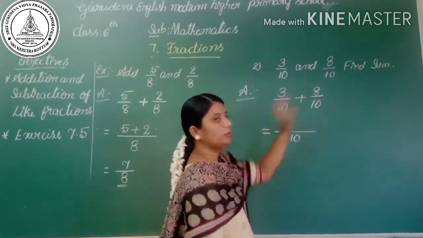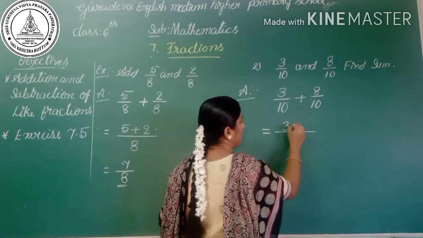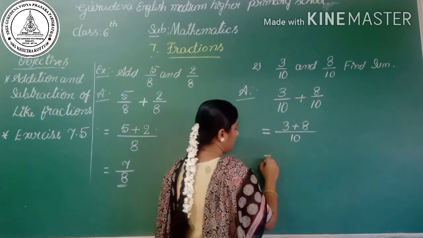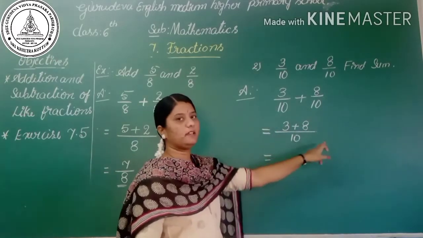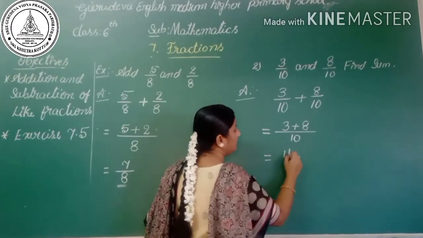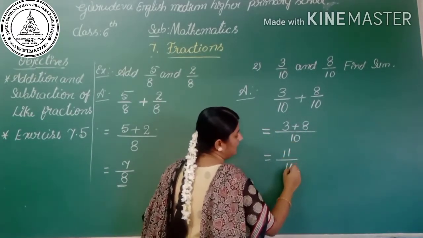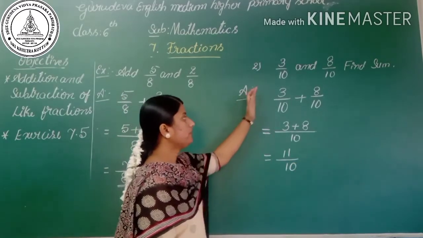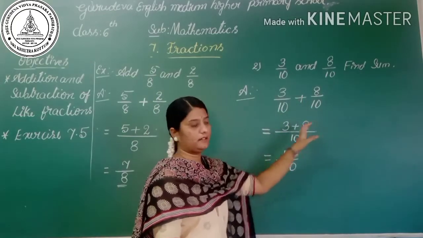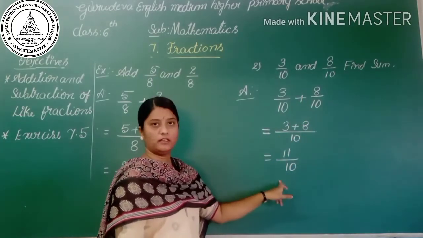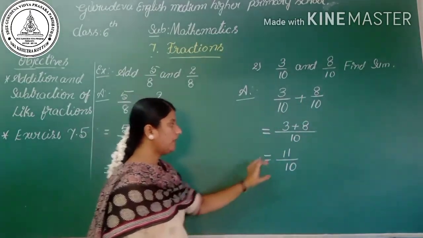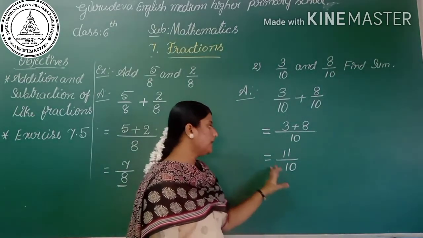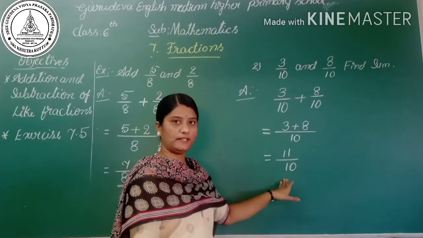Then add the numerators, 3 plus 8, which is equal to 11 divided by 10. What is the sum of 3 by 10 and 8 by 10? That is 11 by 10. You can observe here 11 by 10 is an improper fraction, meaning the numerator is greater than the denominator.